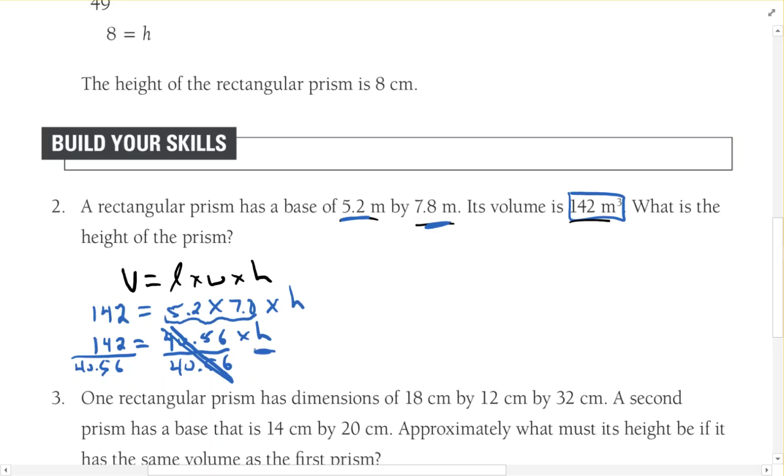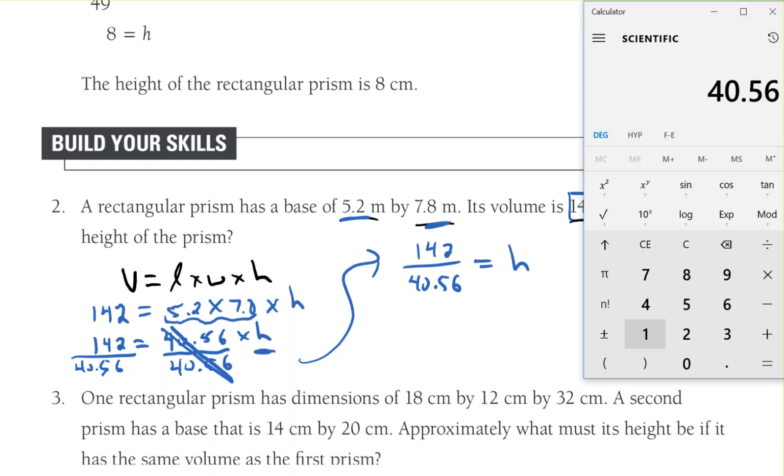So in the end, I've got h is just going to be equal to, here, I'm just going to finish writing this up here. I've got 142 over 40.56 is equal to h. So then I'm just going to go 142 divided by 40.56. So 3.5.